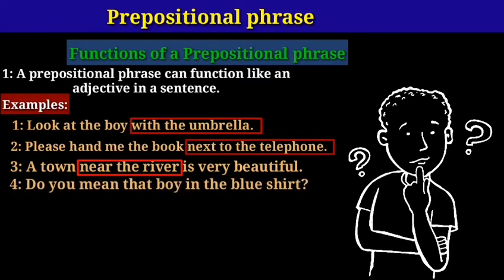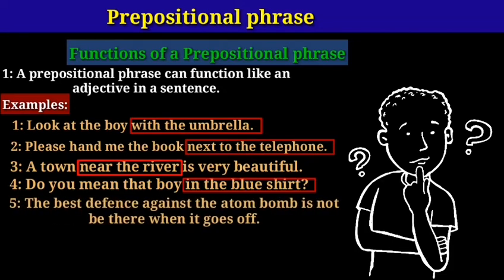Do you mean that boy in the blue shirt? Do you mean which one boy? In the blue shirt. So here in the blue shirt is a prepositional phrase because it starts or begins with a preposition and it is a group of words, but here it works just like an adjective because it modifies that boy. The best defense against the atom bomb is not be there when it goes up. Here, against the atom bomb is a prepositional phrase because it starts with a preposition and it is a group of words and there is no subject-verb combination, and here it modifies the best defense.